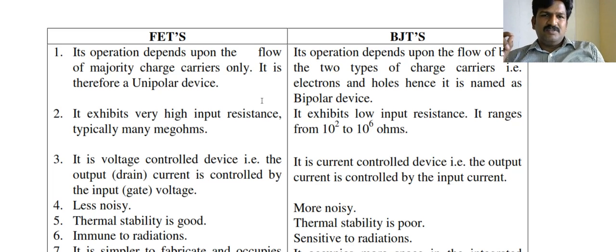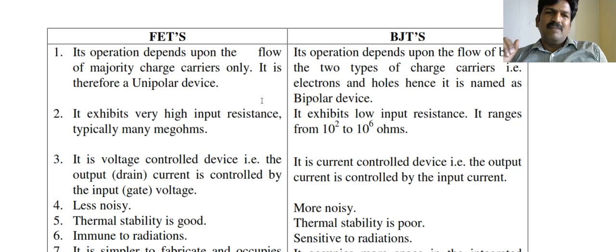The FET operates depending upon the flow of majority charge carriers only. What are the majority carriers of n-type material? Electrons. What are the majority carriers of p-type material? Holes. These majority carriers take care of the current flowing through the FET. But in the BJT, both majority carriers as well as minority carriers take care of the current flowing through the BJT circuit. So you can say FET is a unipolar device, BJT is a bipolar device.